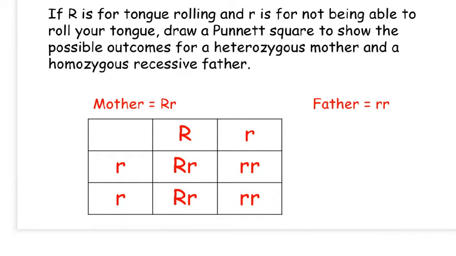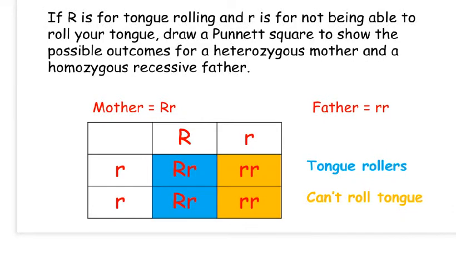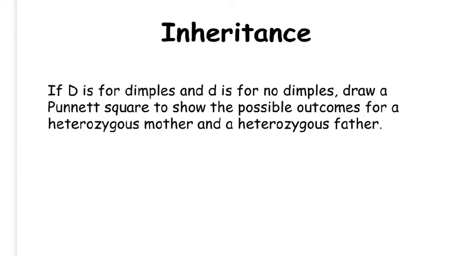This shows us that there is a 50% chance that the child can roll their tongue, and a 50% chance that they can't roll their tongue. When answering a question about inheritance, you should always aim to set out your answer like this. Okay, pause the video and have a go at this one yourself.